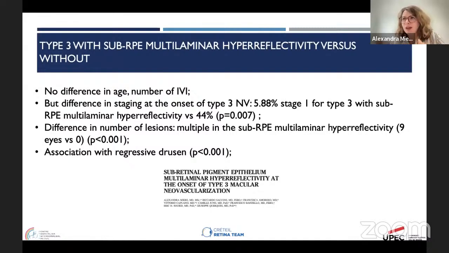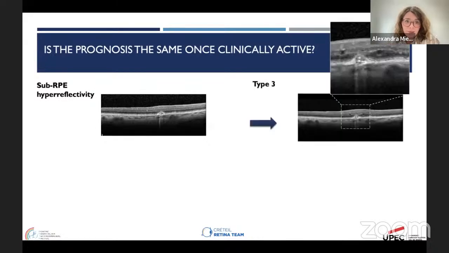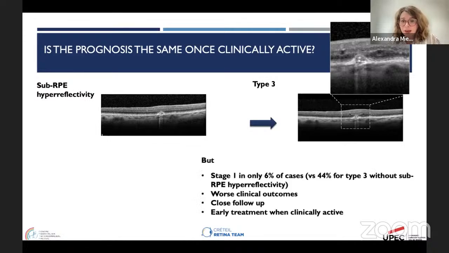And of course, when we have multiple type 3 lesions, we have multiple chances of generating exudation, no? And of course, the association with regressive drusen was significant for the group with sub-RP multilaminar hyperreflectivity. So we now know that when we see a regressive calcific drusen or an onion sign, we must think that in some cases, these patients may develop type 3 macular neovascularization with worse clinical outcomes, that they need a close follow-up and early treatment when the lesion becomes clinically active.